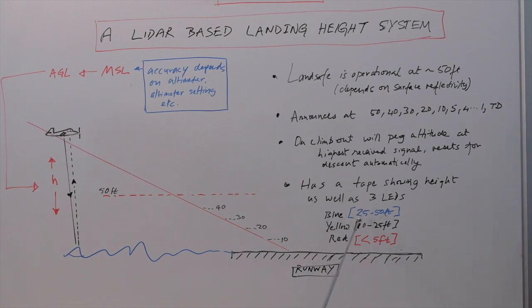So the blue is operating when the plane is between 25 and 50 feet, the blue LED will light up. When you go between 10 and 25 feet, the yellow comes in, and then below 5 feet, when you're just about to land, the red LED comes on, and then when it's at 0, it'll announce your touchdown, that you're at 0 feet. So these are the ways this instrument will communicate with the pilot, and luckily you don't have to be looking at it.